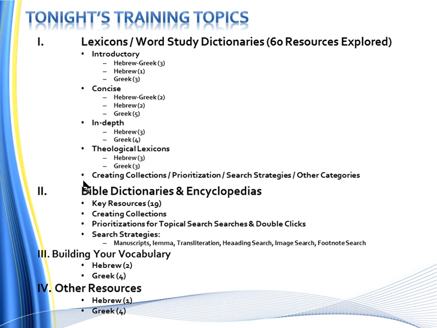categories. Then we're going to take a brief look at Bible dictionaries and encyclopedias. And like I said, there's over 60 resources being explored. 41 in the first category of lexicons and word study dictionaries, and 19 in the Bible dictionaries and encyclopedia category. Then we're going to take a look at some resources, building your vocabulary, and then other resources. So that first count may be a little inaccurate, but you get the idea. So a lot to do here.